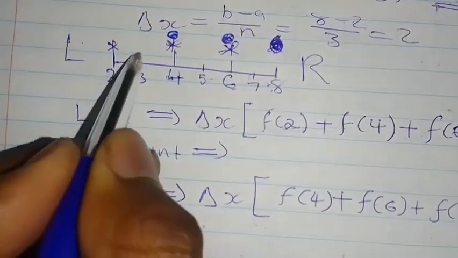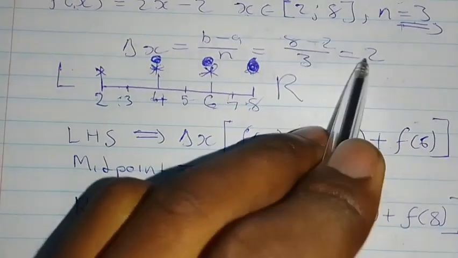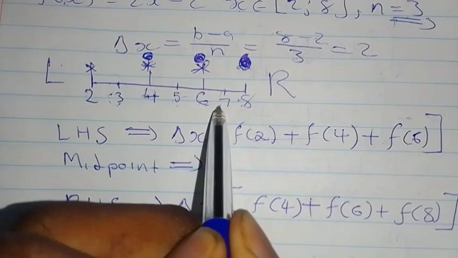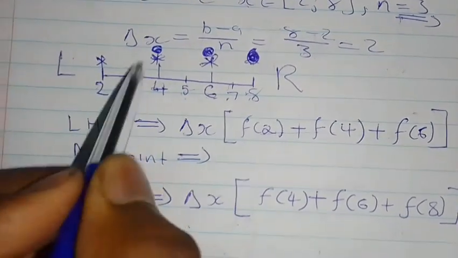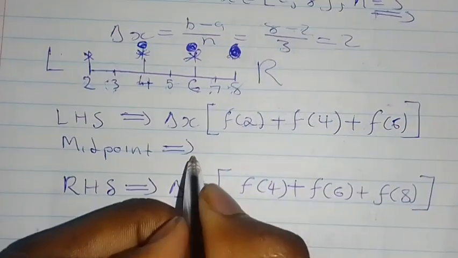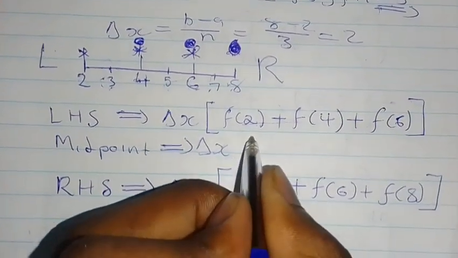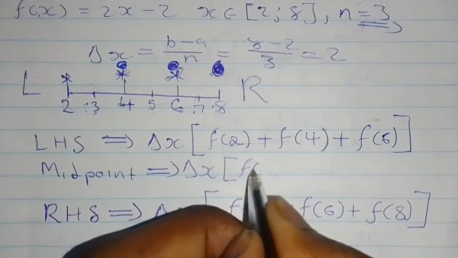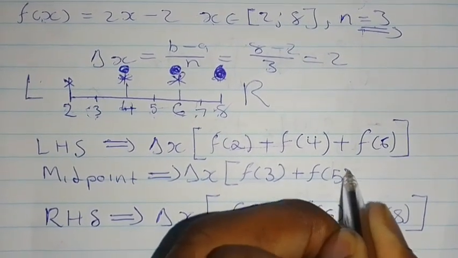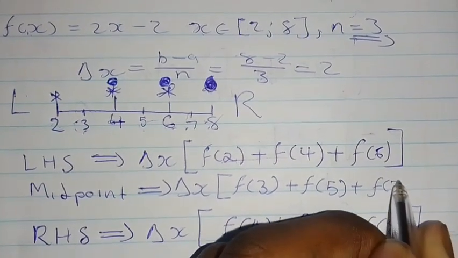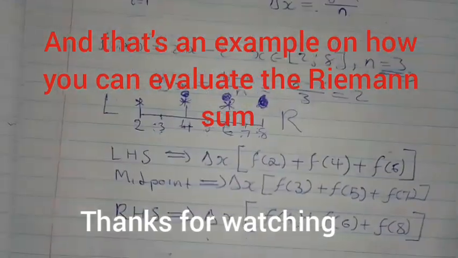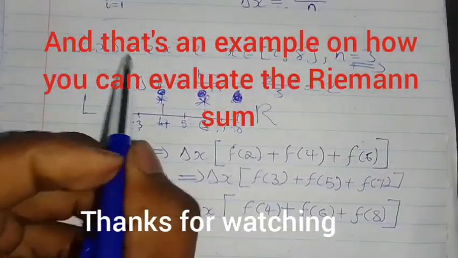Or you can get the lowest value here, then you just add delta x. 3 plus delta x is 5. 5 plus delta x is 7. The point is just to get the first one, then you can add delta x to get the next ones. So the midpoint sum will just be delta x times f at 3 plus f at 5 plus f at 7. Now let's calculate the values of this, given f of x equals this.